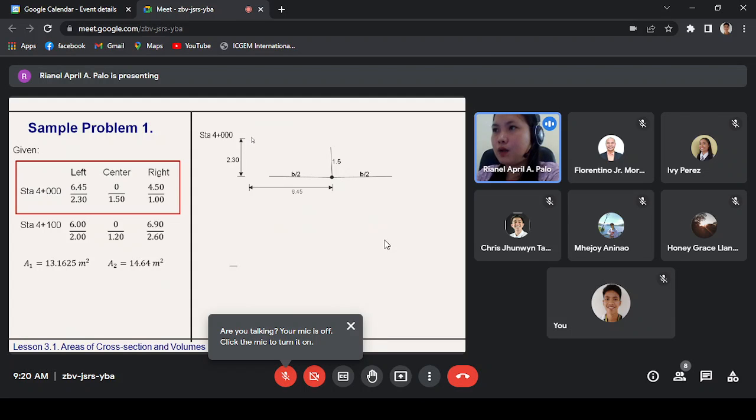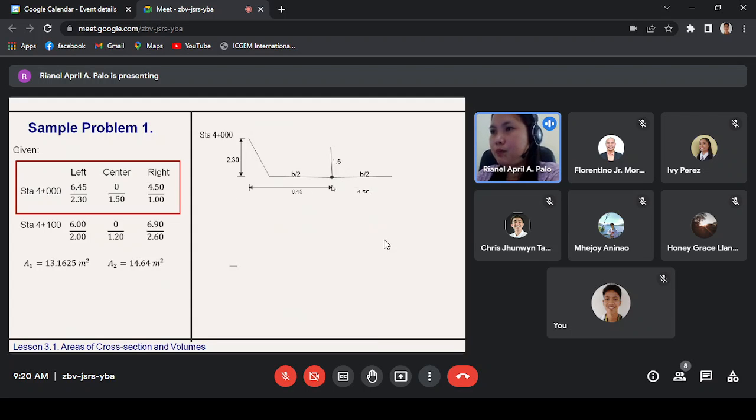This gives us our side slope. Then on the right side, from the center point going to the right, we have 4.5. Then the upward vertical distance is 1.0. Since it is positive, our existing ground is above. So in this case, we will excavate the existing ground to meet the desired topography or desired elevation. Okay, this is the illustration for station 4 plus 000.